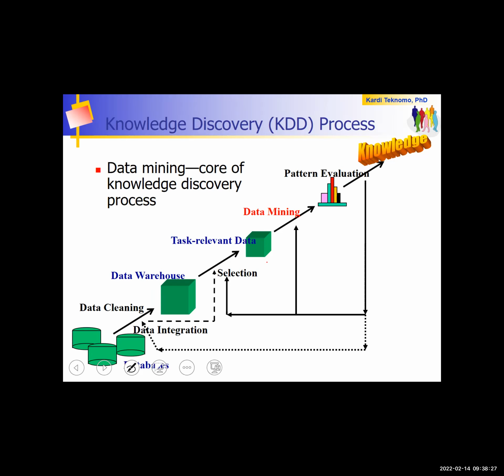Now, if you look at this process, you have many databases, you clean them, and then you integrate them into a single data warehouse. Then you extract certain data from the data warehouse, this task-relevant data, and then you process it to find the pattern. From the pattern, you evaluate, and then you gain the knowledge. So this is the process of knowledge discovery from the data warehouse.